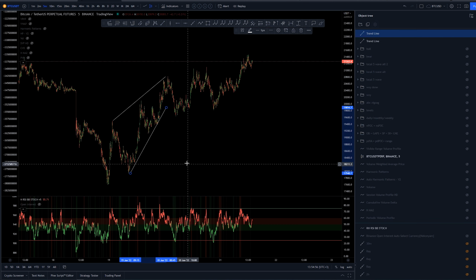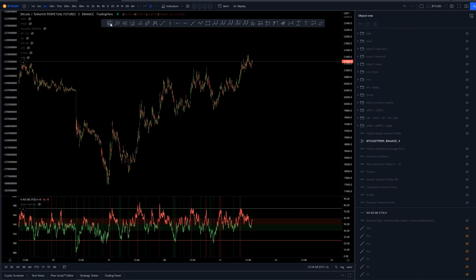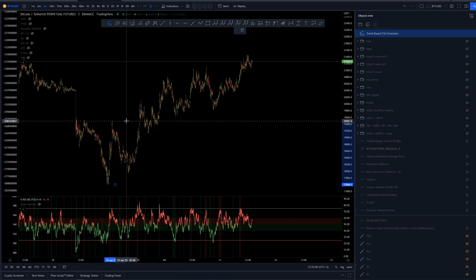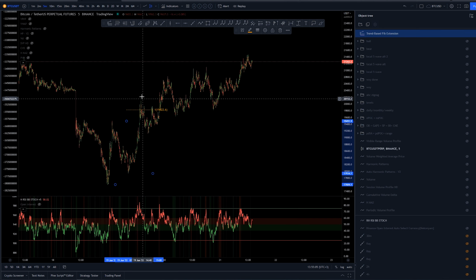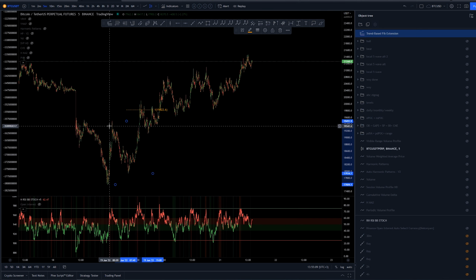Again, that does not fit my extensions of any kind. As you see here, this 1-to-1 extension is larger. So this third leg basically is larger than this one.